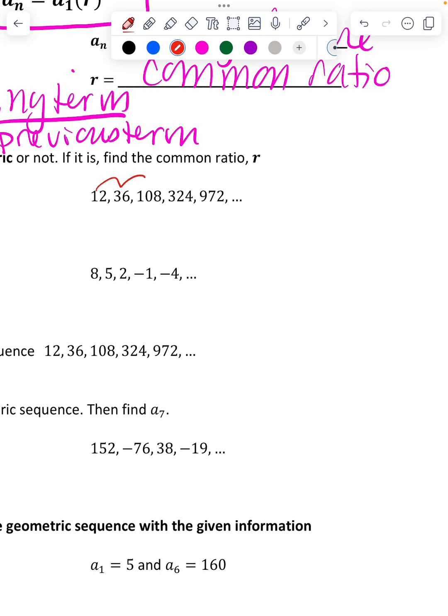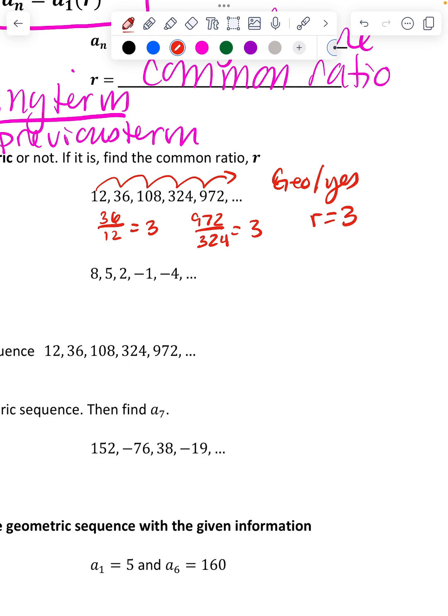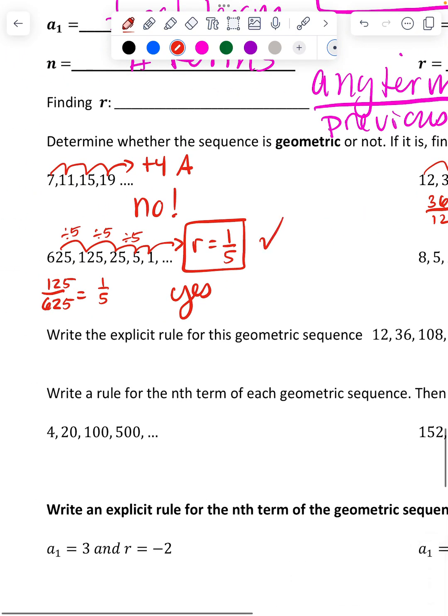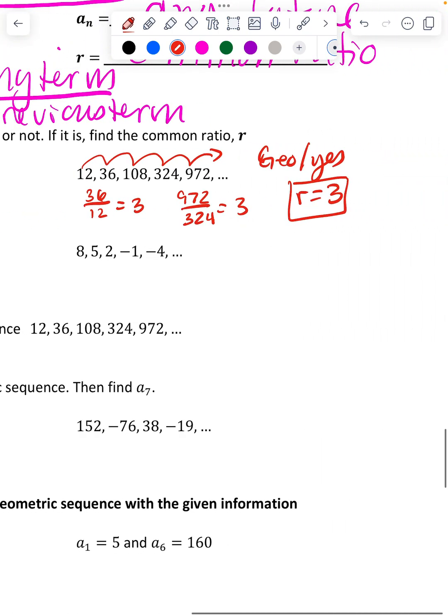Here you might be able to see the pattern a little more, but if not, again, you can use your calculator. Take any term and put it over the one in front of it, you get a 3. You can test one of these further down the line. Take that term, put it over the one in front of it, you get a 3. So this one is geometric, so this is a yes, and my common ratio is 3. So when I have a number bigger than 1, the numbers get bigger, and when they're getting smaller like they were over here, I was dividing by 5, so they got smaller.